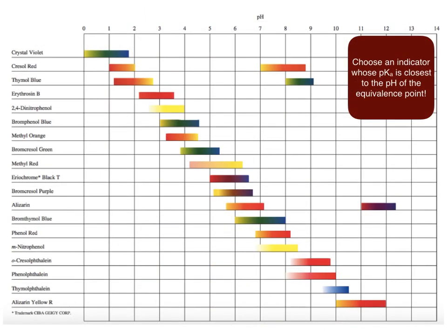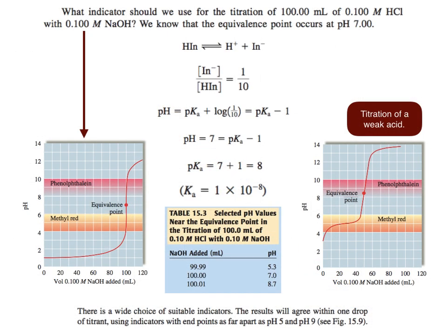What this means practically for us in selection of an indicator is to use one in which the pKa value is closest to the equivalence point pH in our titration curve. Note how in a strong acid, strong base titration, either phenolphthalein or methyl red could indicate the equivalence point, but only phenolphthalein could be used for the weak acid titration provided to the right.